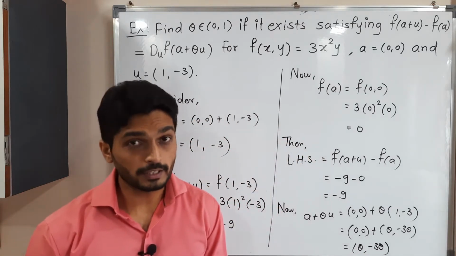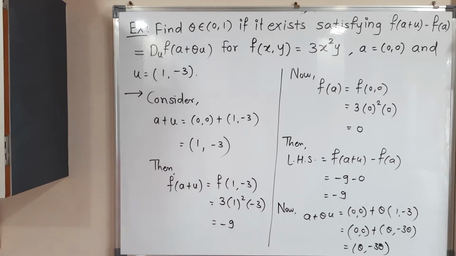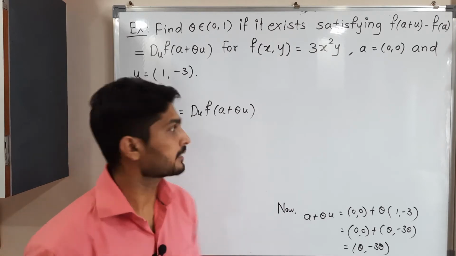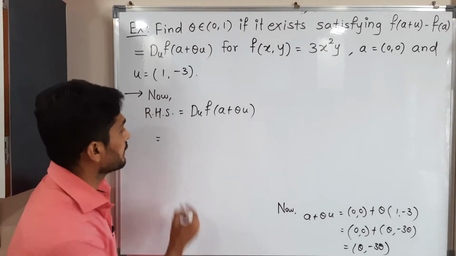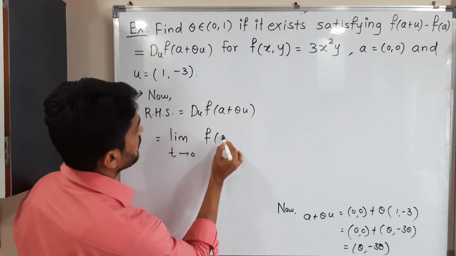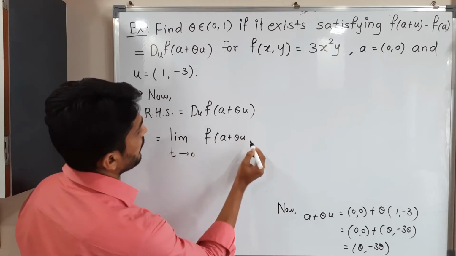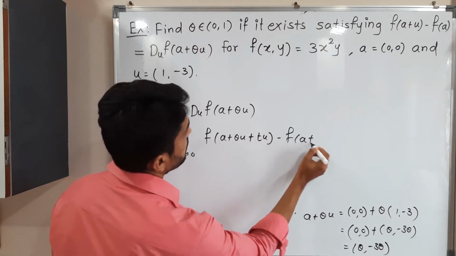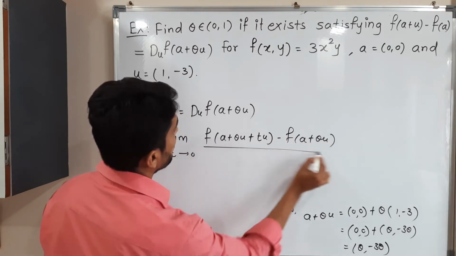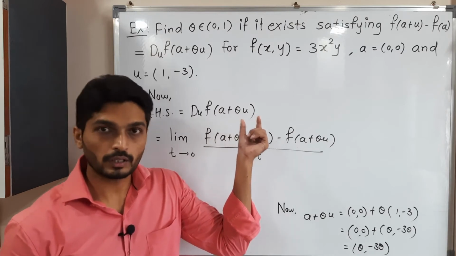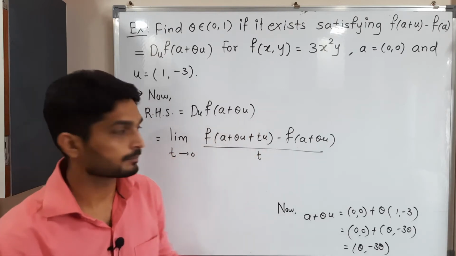After that, we will go for the directional derivative, but I suggest you make a screenshot of it first. So let us find the directional derivative, that means the right hand side. You know the definition of the directional derivative, and I will simply follow it. Limit t tends to 0, f of a plus theta u plus tu minus f of a plus theta u, divided by t. I am writing a plus theta u since we have that thing in the bracket; if we have just a, then only we write a there.